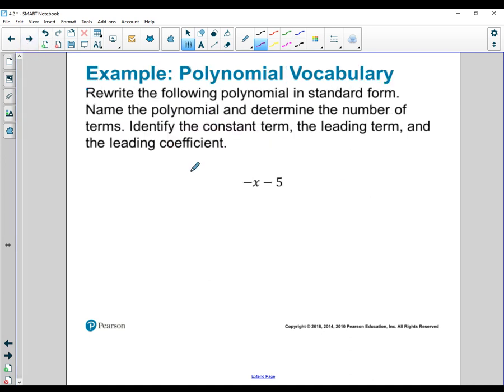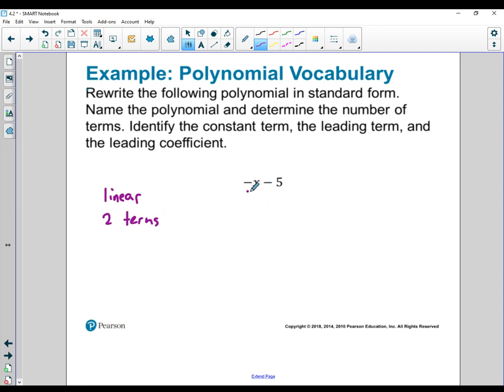Okay. So rewrite the following polynomial in standard form. This one is already in standard form, right? It has x and the constant. Name the polynomial and determine the number of terms. So this is a linear polynomial because it's degree 1, right? That's to the invisible first. So it's linear. There's 2 terms.